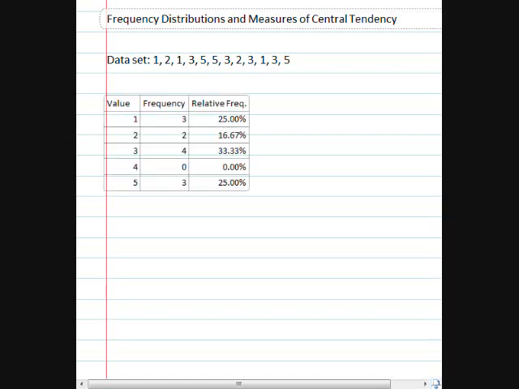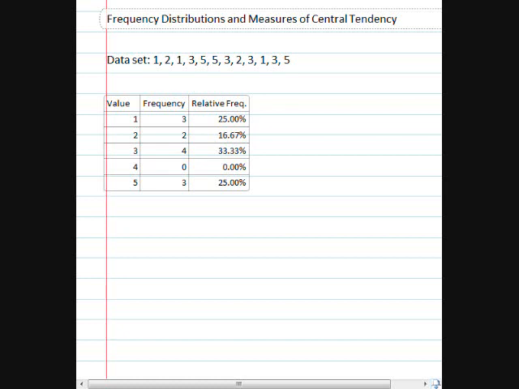With a frequency distribution, you can list the possible values the data set can take, and then list the frequency of each of those values. For example, the number 1 shows up 3 times in this data set. It's also a common practice to represent the relative frequency of the data set, and this is the percentage of the total data set that value represents. For example, the number 1 shows up 3 times. There are 12 total data points, so 3/12 is 25% of the data set.